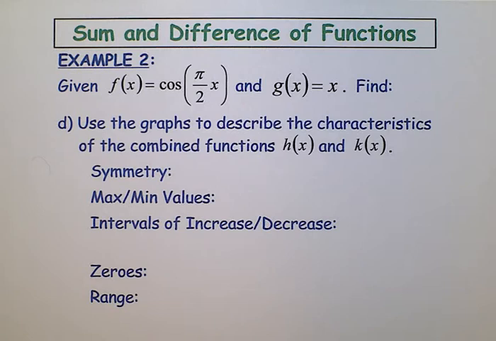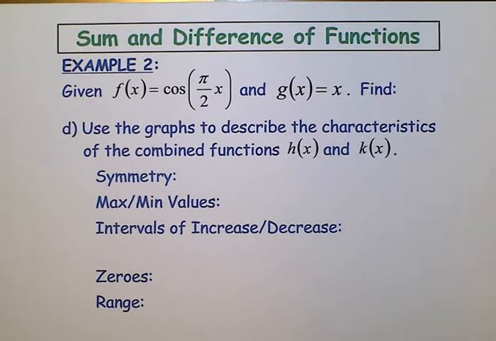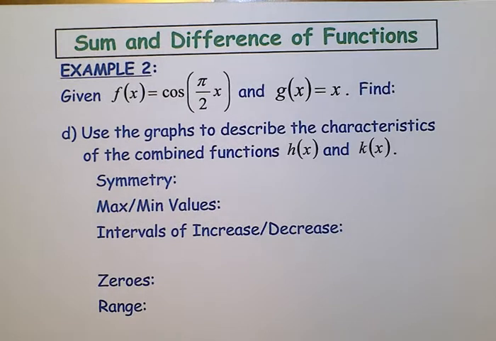Okay, so the last part asks us to use graphs to describe the characteristics of the combined functions, h of x and k of x. So we're going to look at the symmetry, the max and min values and whether they exist, the intervals of increase and decrease, and then the zeros and the range as well. Okay, so let's take a look at the actual graph that we had previously, and I'm just going to fold the page so we can look back and forth.